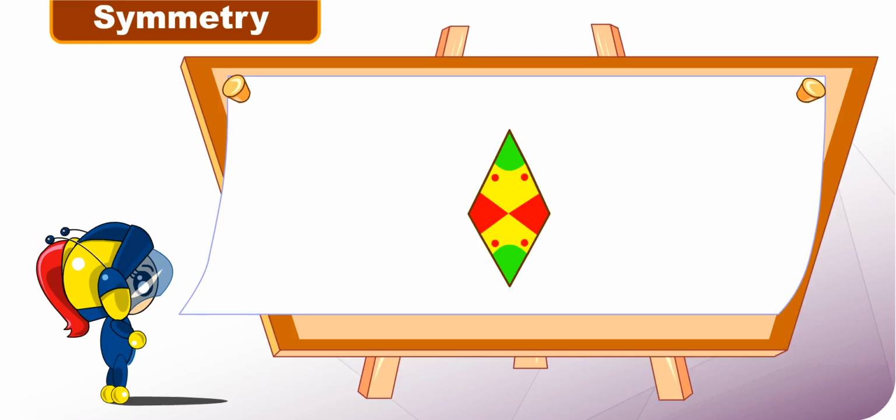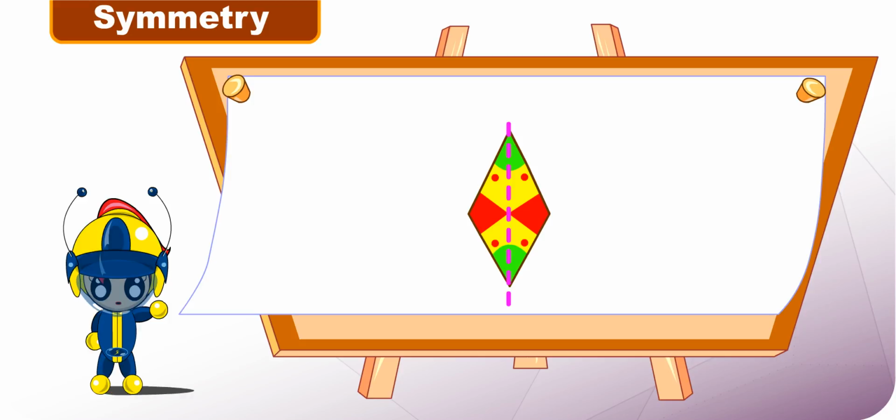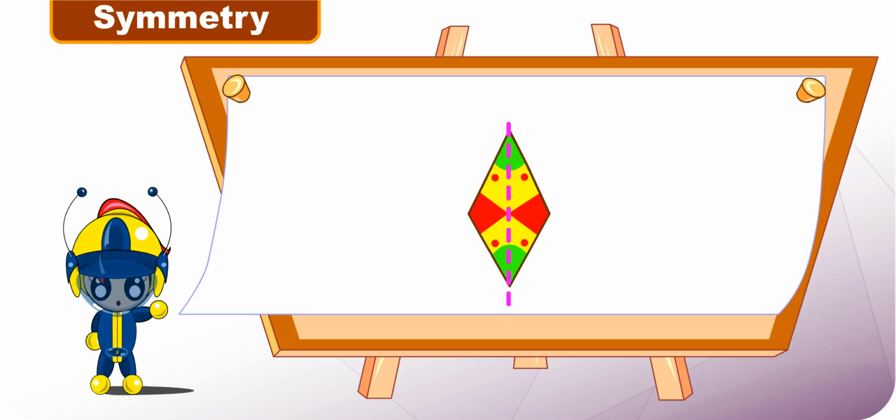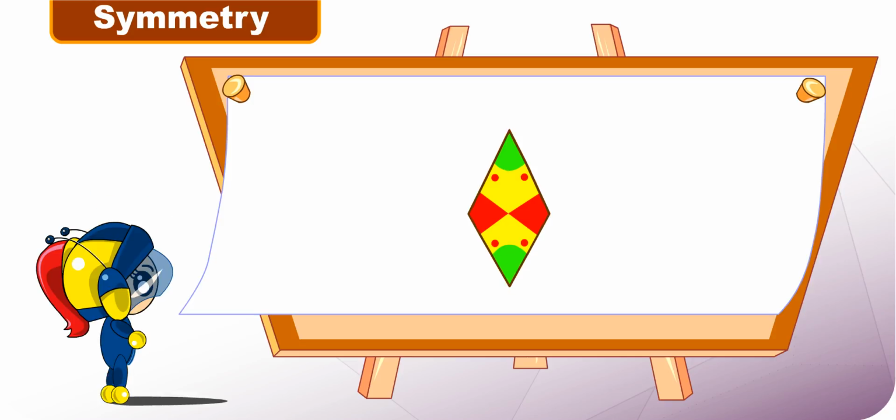Look at the picture of the kite again. Now, I'm going to draw a line along its length and cut it into two. Does it mean that this line is a line of symmetry? Why don't you test it out? But I don't have a mirror. Well, you can fold the kite along this line like this. And if the two halves meet and match, this is a symmetric figure.